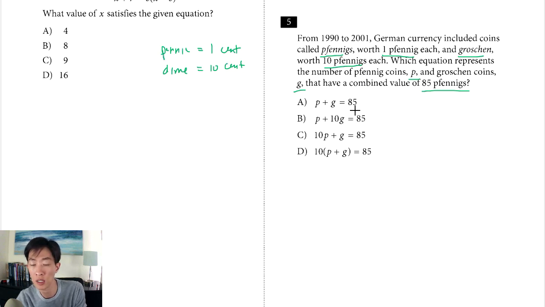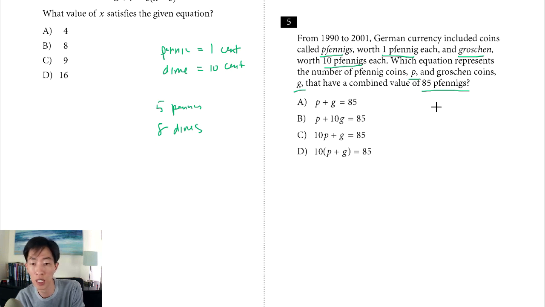So we need to find an equation where P and G show the number of pennies and number of dimes to make 85 cents. And there's going to be different answers for P and G that'll work. So let's just choose one that's easy. Off the top of my head, I know that 5 pennies plus 8 dimes is going to make 85 cents. So let's plug these numbers 5 and 8 into each equation and see which one works.